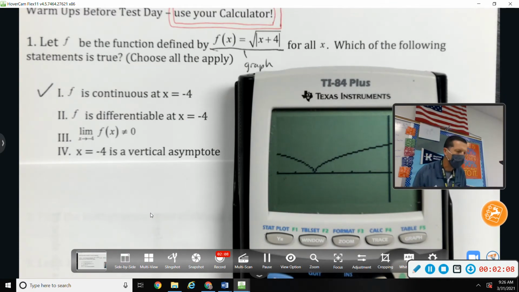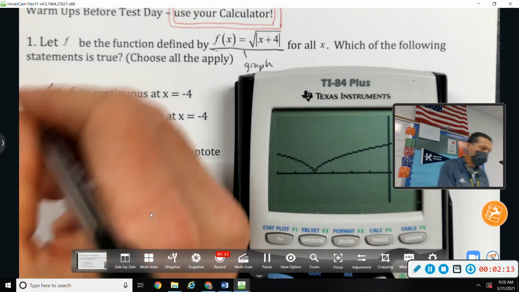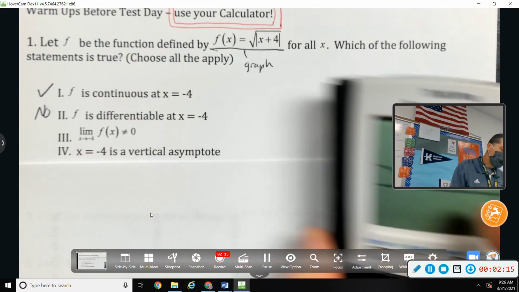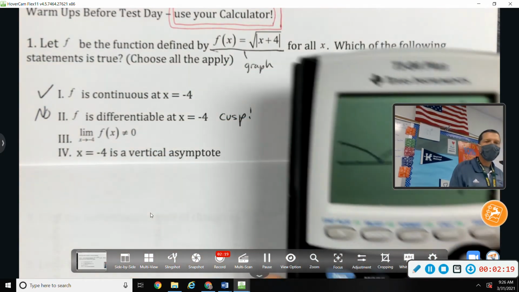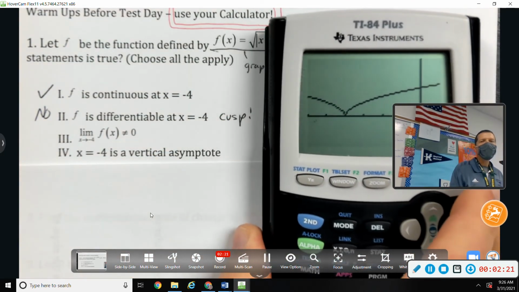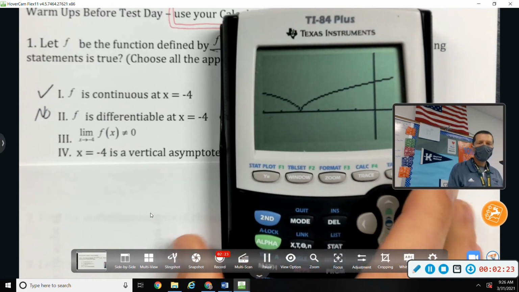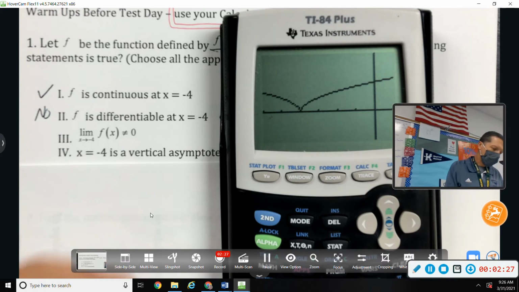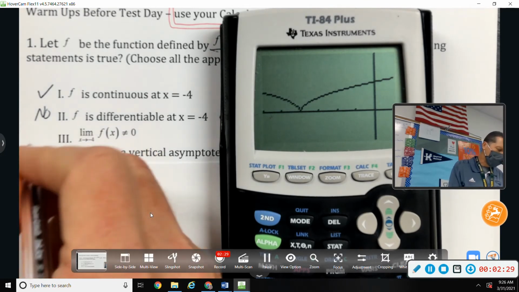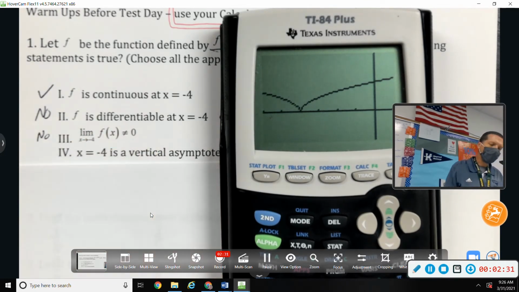As long as you can draw it without lifting your pencil, we're good. It is continuous. Is it differentiable? No. Why not? It's got a cusp. So no, there's a cusp there. So not differentiable. What about the limit as x approaches negative 4? It does equal 0. So this is just worded funny. So statement 3 is false because the limit does in fact equal 0.